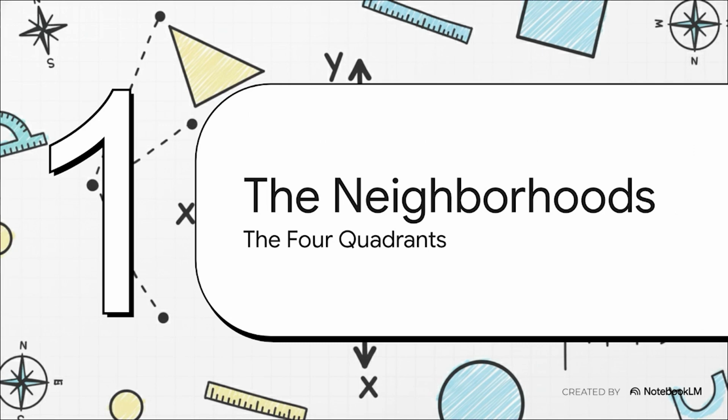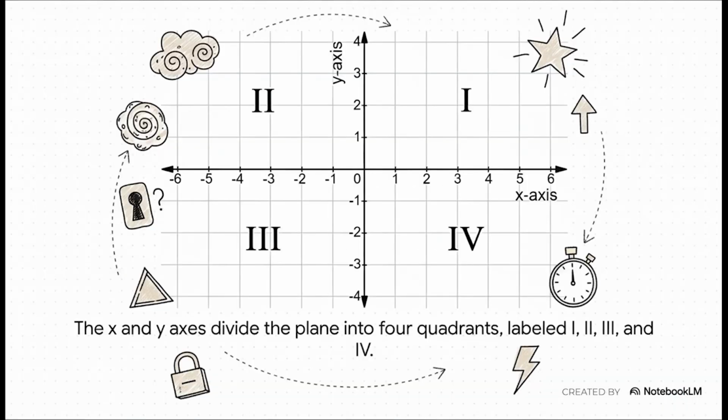Now, our two axes do something else pretty cool. They don't just help us find points, they also chop our map up into 4 different areas. I like to call them the 4 neighborhoods. The official name for these neighborhoods is quadrants. We number them with Roman numerals 1, 2, 3, 4, starting from the top right and moving around counterclockwise. And you know what? Each neighborhood has its own special rule.